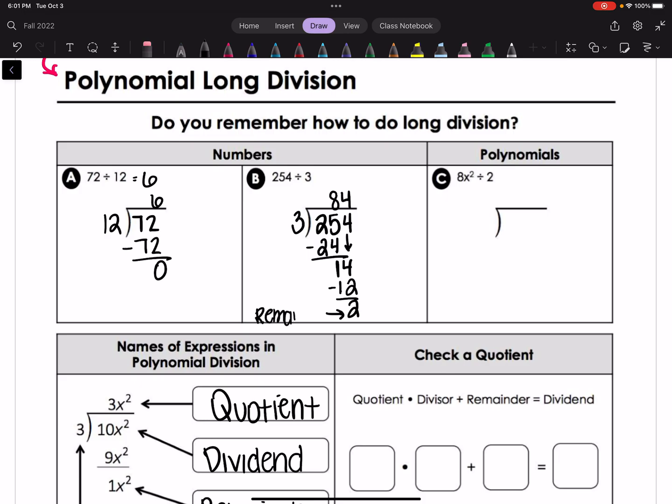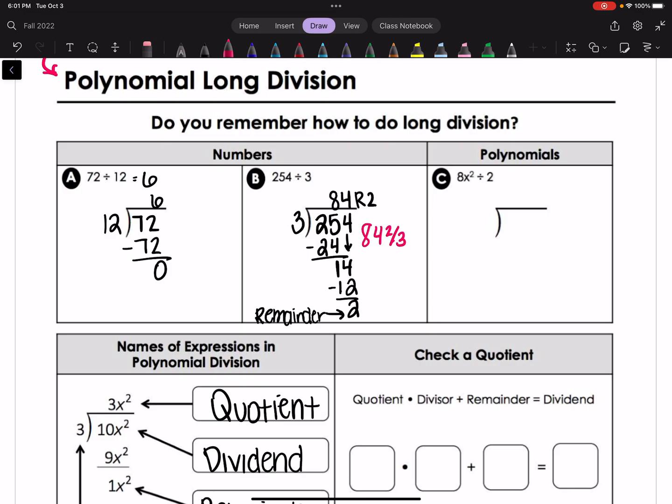And there's two different ways that we can write our remainder. We can typically write it as 84 R 2, or we can write it as 84 and 2/3. So we take our remainder and put it over our divisor.